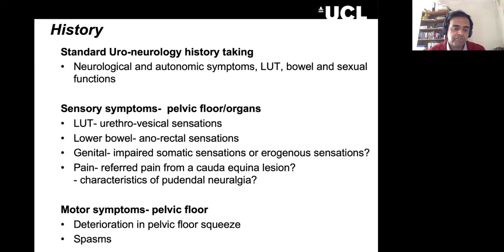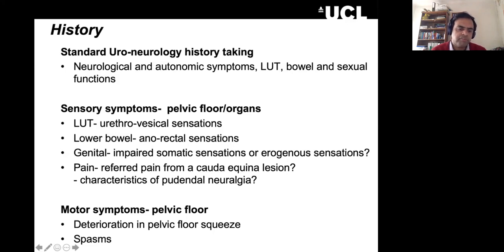Does the pain have characteristics of a pudendal neuralgia? Does the pain have characteristics of a cluneal neuropathy? So when we ask a few more questions about the distribution of the pain, what triggers the pain, a history of, for example, cycling, that then gives us a bit more insight into the sensory symptoms.